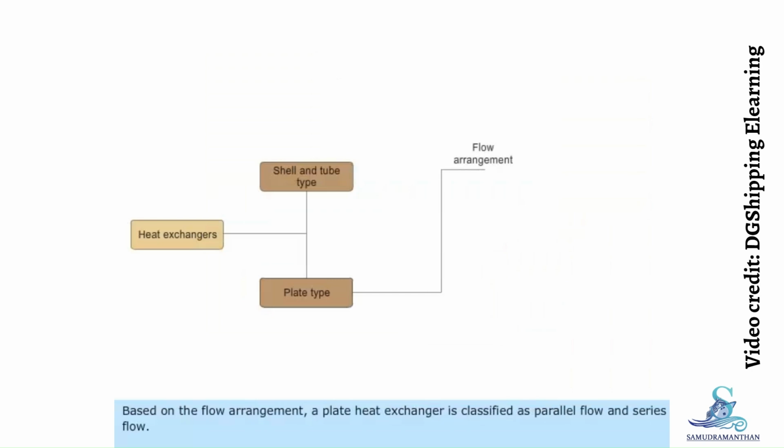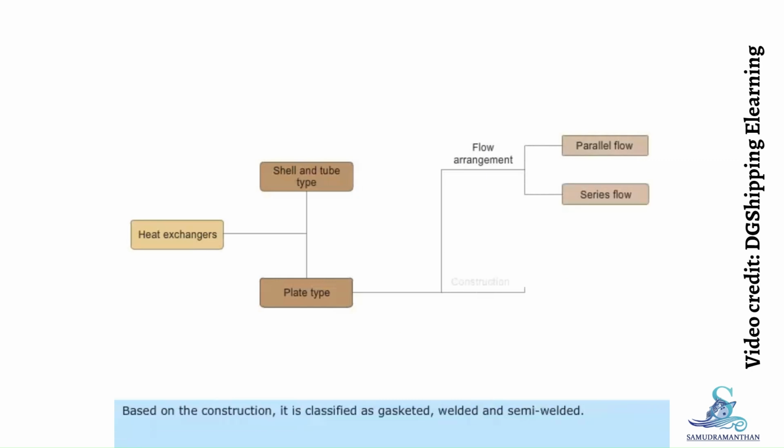Based on the flow arrangement, a plate heat exchanger is classified as parallel flow and series flow. Based on the construction, it is classified as gasketed, welded, and semi-welded.